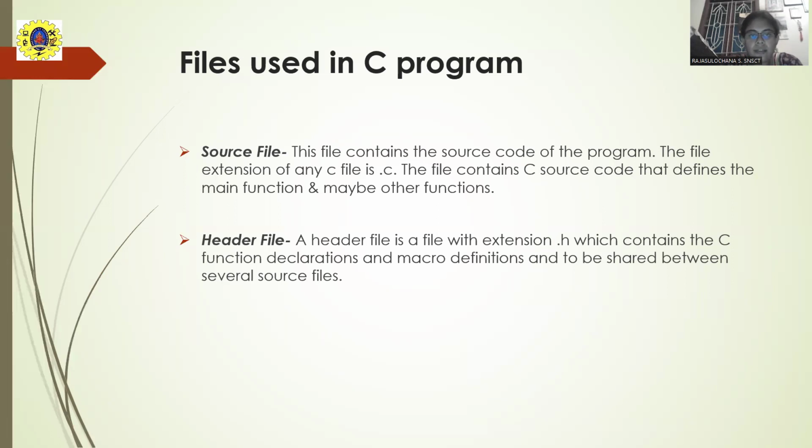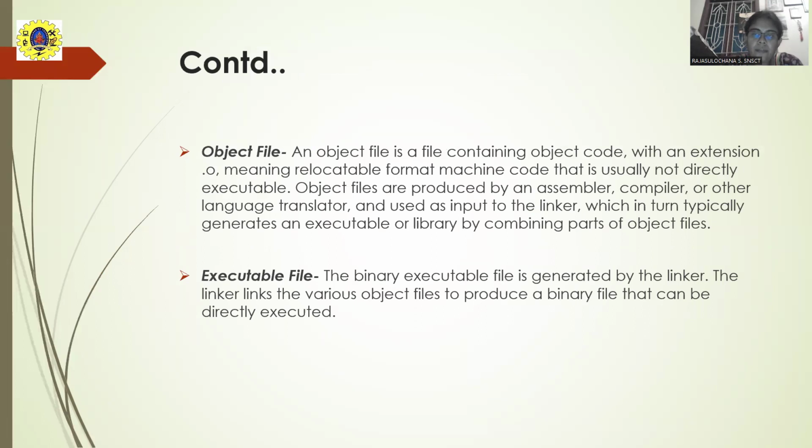Next is a header file. A header file has the extension .h. It contains all the C function declarations and macro definitions that have to be shared between several source files. Apart from these source and header files, we also have object files and executable files. Object files have the extension .o and contain the object code. These are produced by assemblers, compilers, or any language translators, and are used as input to the linker, which generates an executable or library by combining the parts of object files.